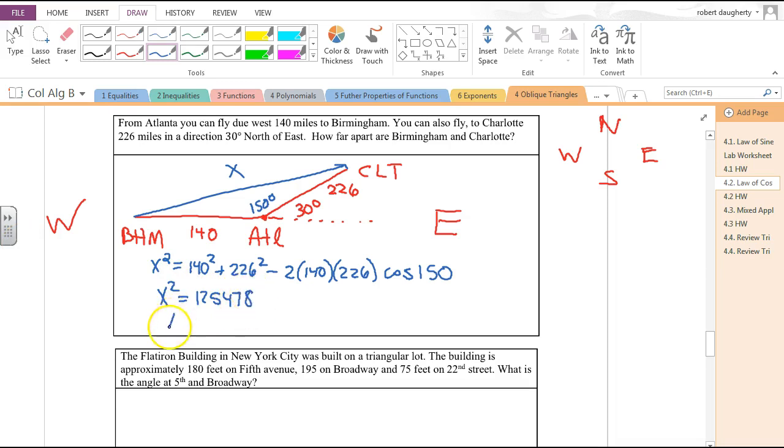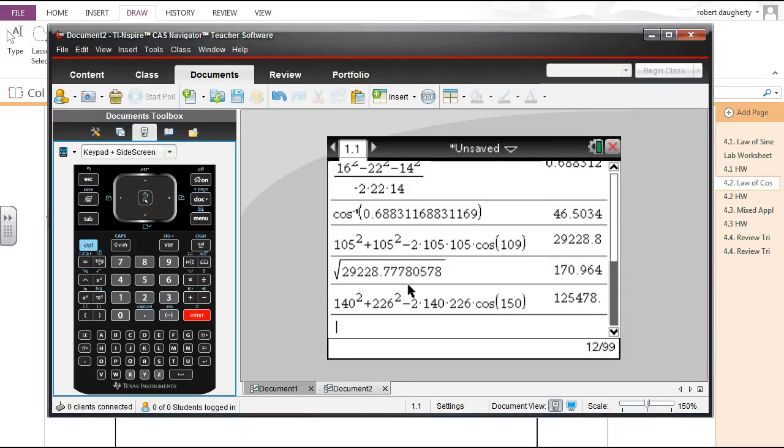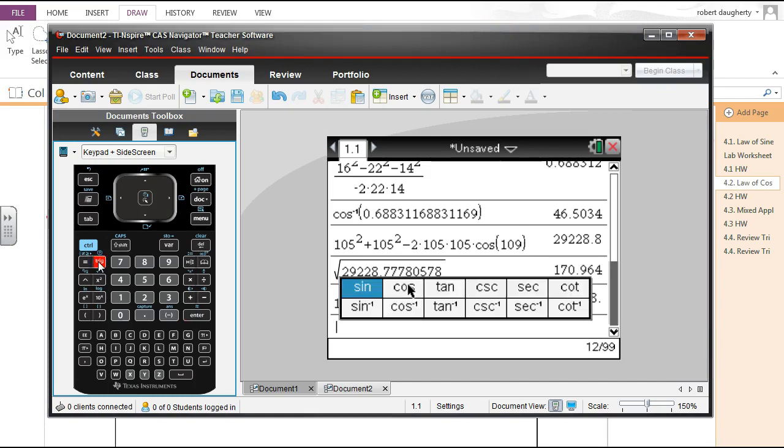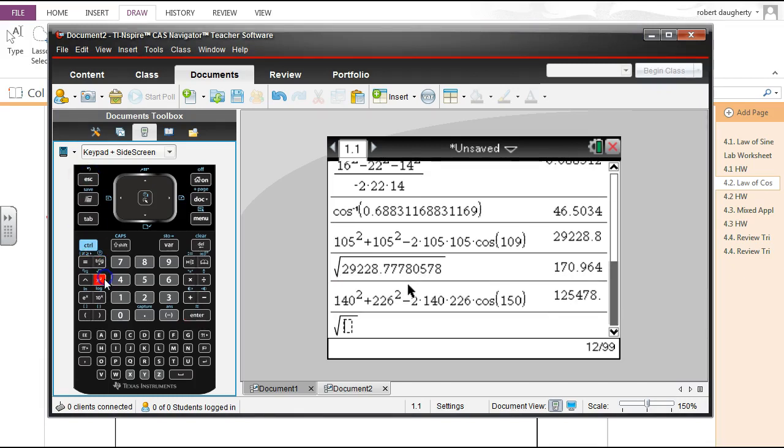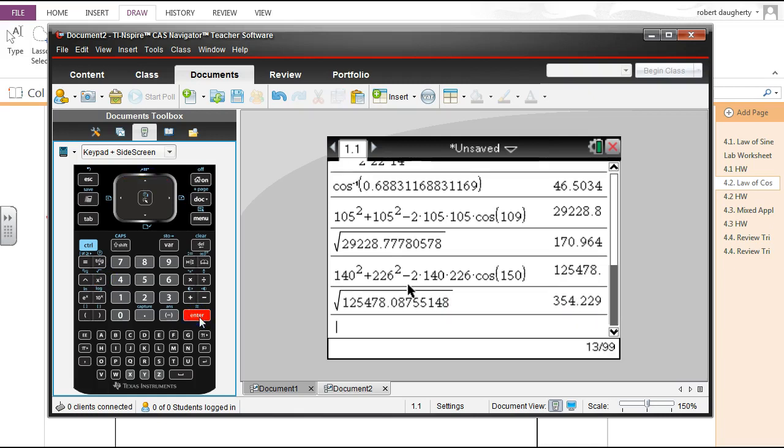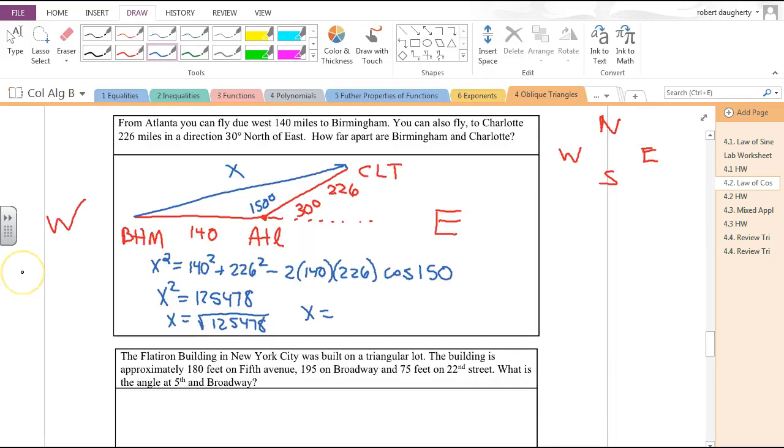So to solve for x, I need what? Square root of that. So I would just go to my square root key and recall that number right there. 354.2. So 354.2 what? Miles. That's the distance from Charlotte to Birmingham.